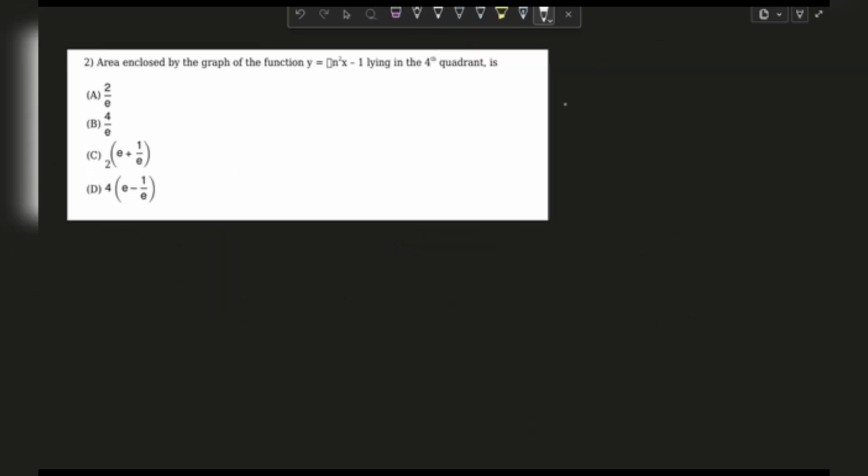This was pretty simple. Now let's move on to the last question for today. So here's our last question for the day, and please note this thing is actually hidden. It is y equal to ln square x minus 1. So we have to find out the area enclosed by the graph of this function that is lying in the 4th quadrant.